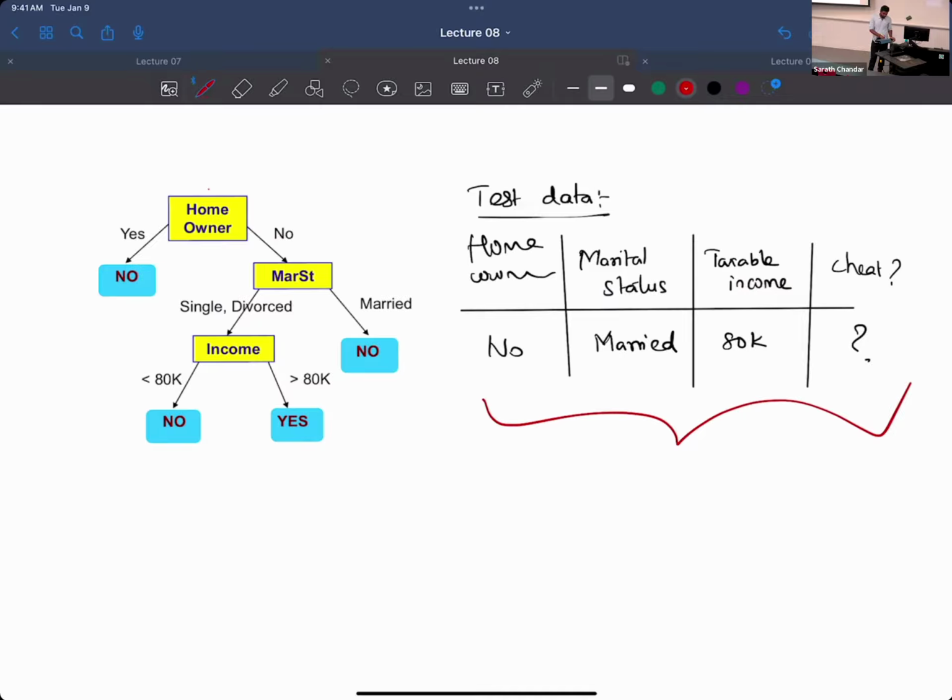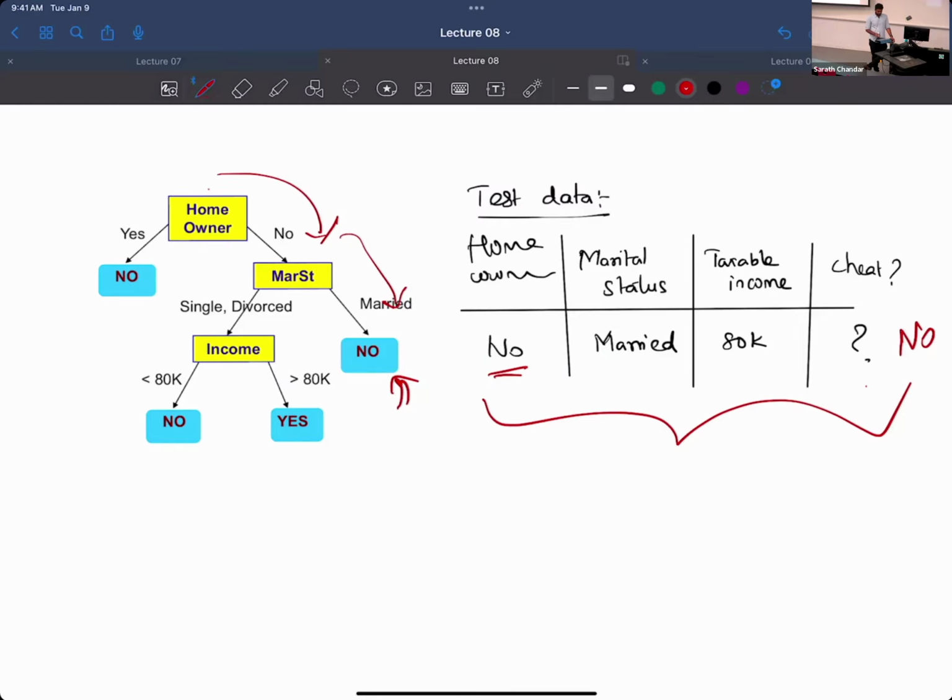How would you use this tree to decide whether they are going to default or not? You will start with homeowner. For this person, the homeowner is no, so you go this way. Then you check marital status. This person is married, so you go this way. Now you have already reached the leaf. You don't need to check the taxable income. You know the answer. The answer is no, so this person is not going to default. They are not going to cheat, so you could give a loan to this person. Is that clear? Any question?